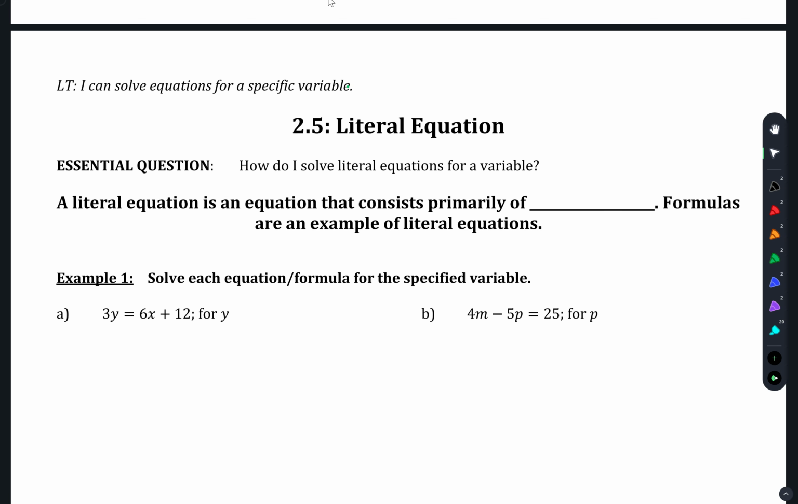Kind of a weird lesson here. 2.5 is about literal equations. That word, literal equation, is our first vocab word. It's an equation that consists primarily of variables.